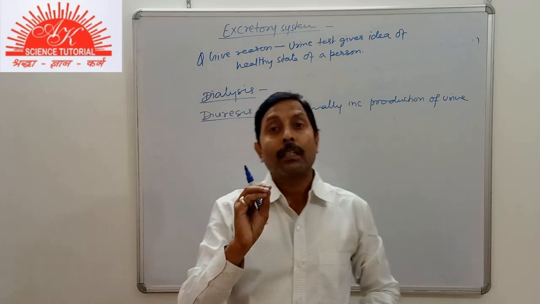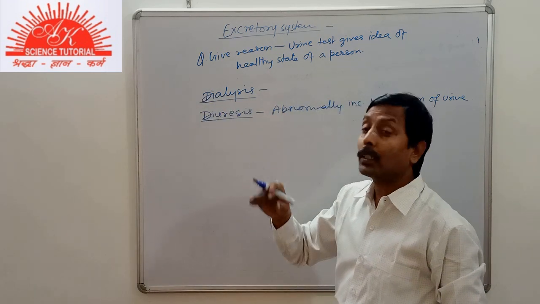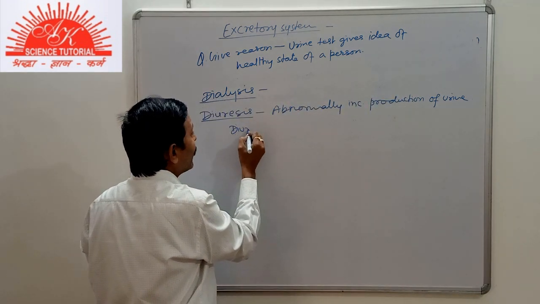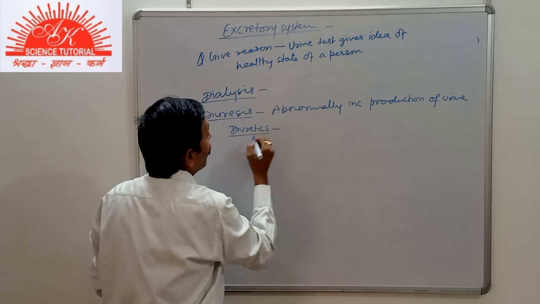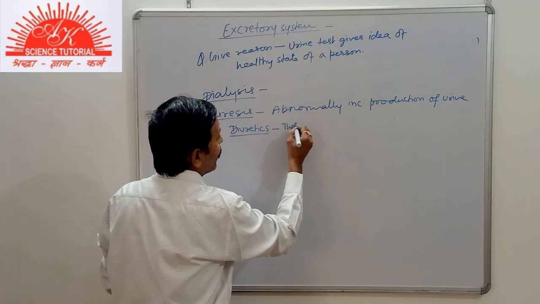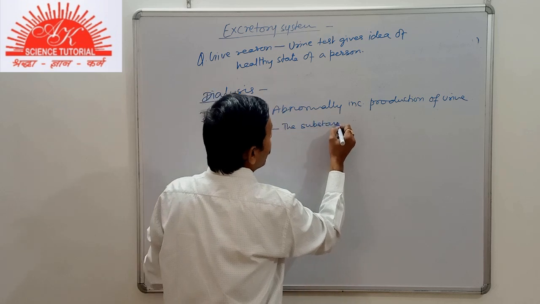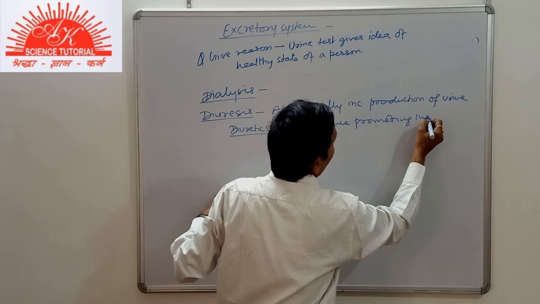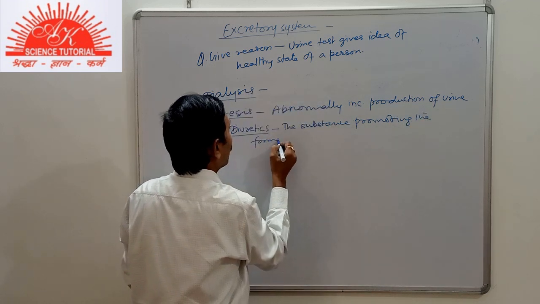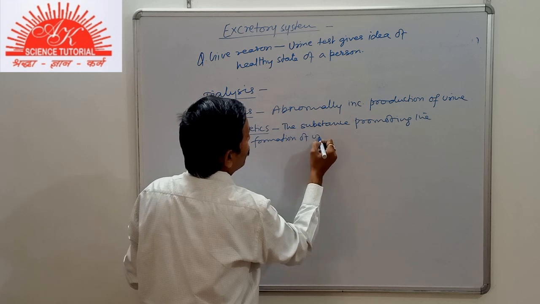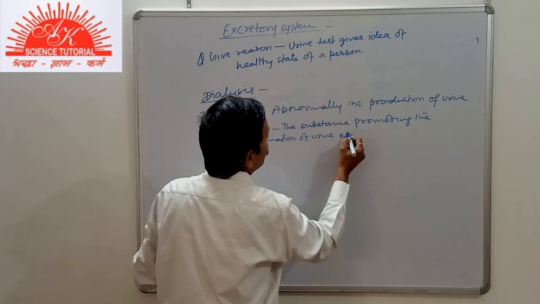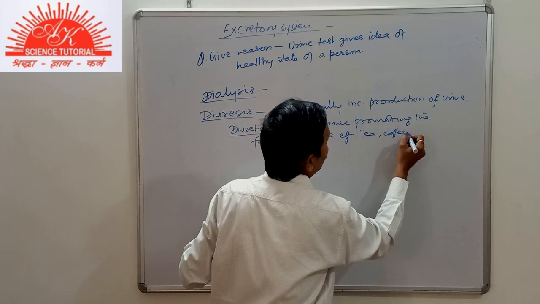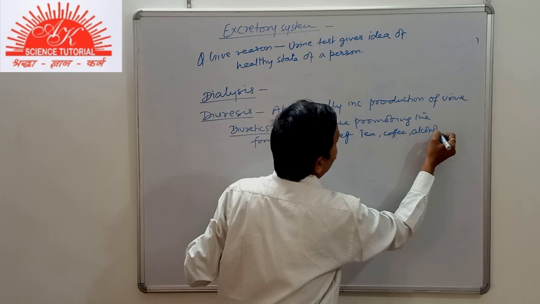Now, there are some substances which promote the formation of urine, and these substances are called diuretics. Diuretics are the substances promoting the formation of urine. Examples may be tea, coffee, alcohol, etc.